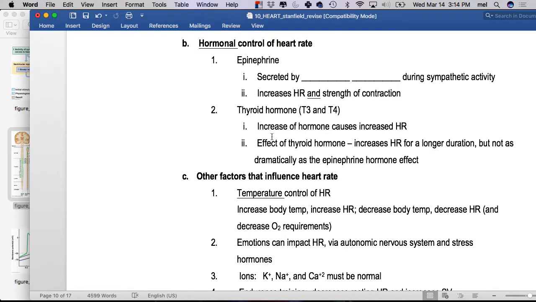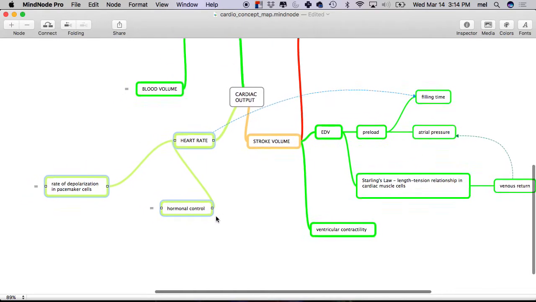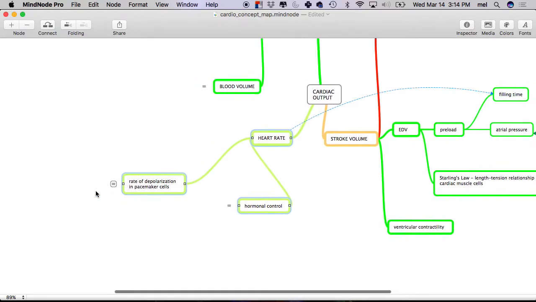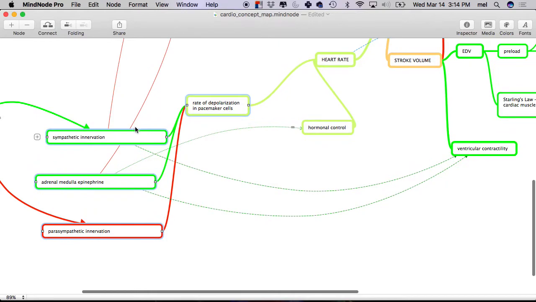So hormonal control of heart rate. We just talked about nervous system control of heart rate, which is exactly what you thought it was going to be, yeah? And hormonal control of heart rate, well, epi is a hormone, right? Okay, so that would be hormonal control of heart rate. So let's go back to our thing here and say, okay, how do you control the heart rate? You control the heart rate by controlling the rate of depolarization of the pacemaker cells, right? That's the SA node and the AV node. And you do that by sympathetic and parasympathetic innervation, or you could get it there by epinephrine as a hormone, right?